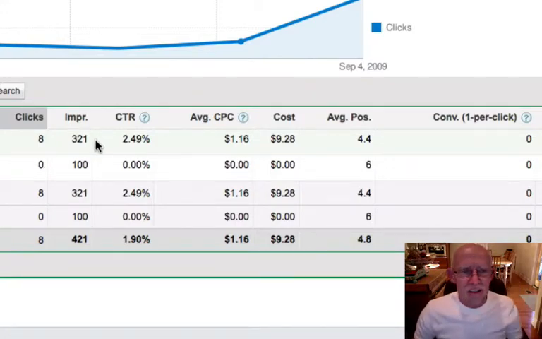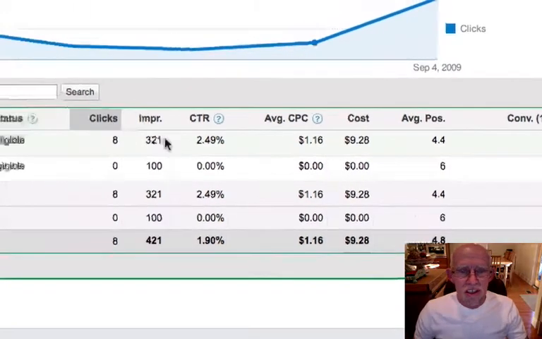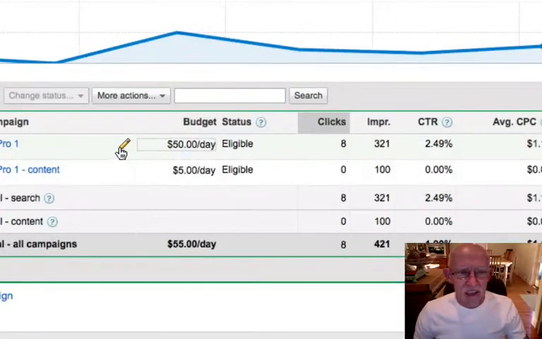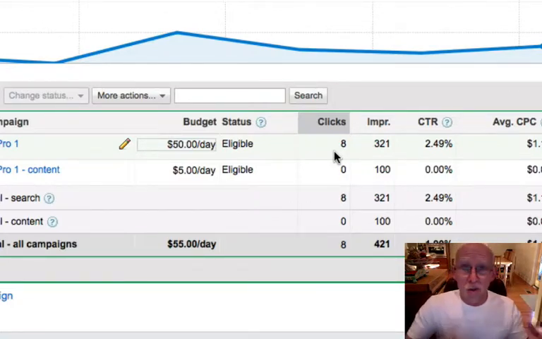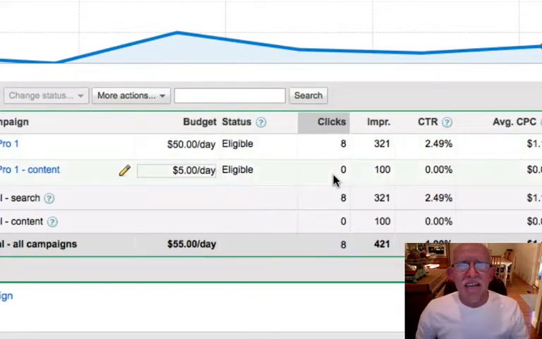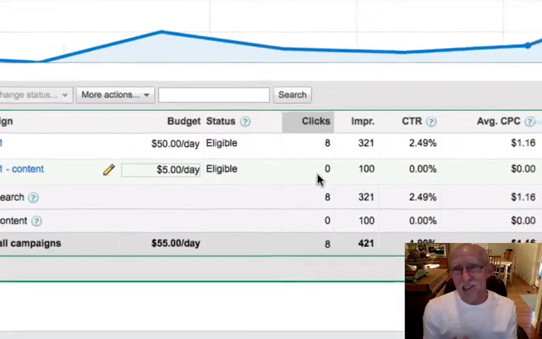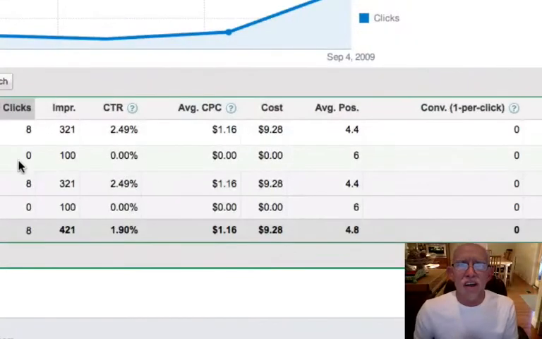I had impressions on my search network stuff. I've got 2 things going here, my search network and my content network. 2 different things all together. You're going to get a lot more activity on your search network, but you're going to pay a higher price for that. On the content part of things, you're going to get a lot less traffic, but it's going to cost you a lot less. So whatever traffic you get is well worth it.